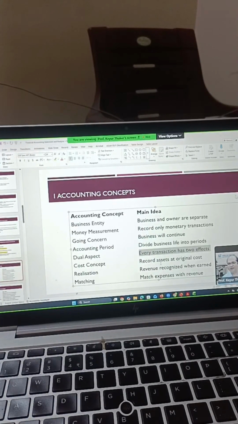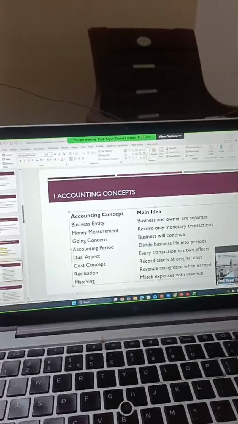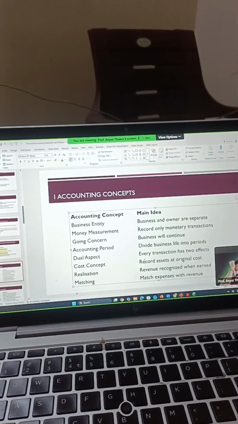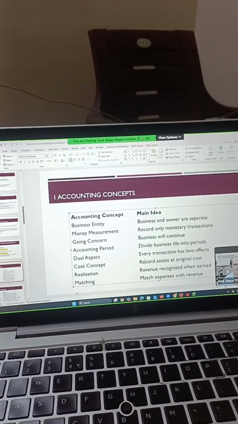Cost concept. We record everything at the original cost. An interesting point: suppose SBI has an office building at Cuff Parade, or one of the main locations, acquired decades ago. Today, the value of that asset would be thousands of crores, billions, but it is recorded at the historical cost, not today's value. So in the balance sheet, the value of assets, the value of plant, machinery, land and buildings, are recorded at the acquisition cost, not at today's cost.